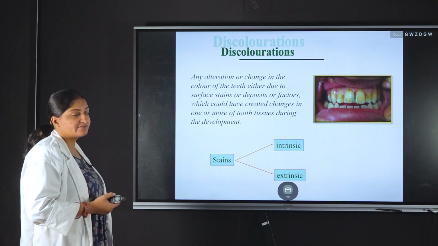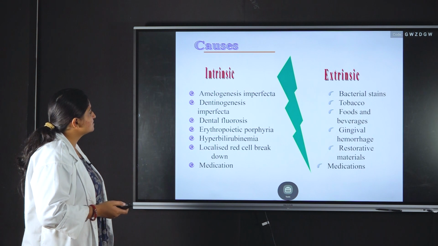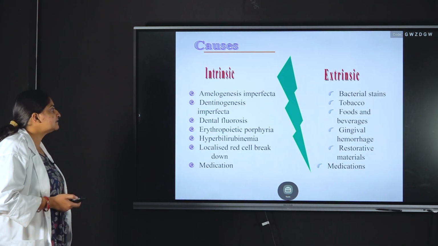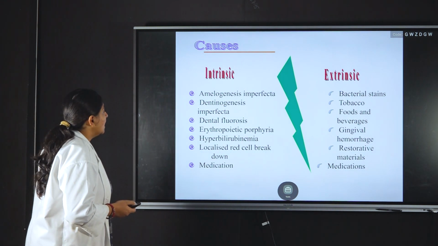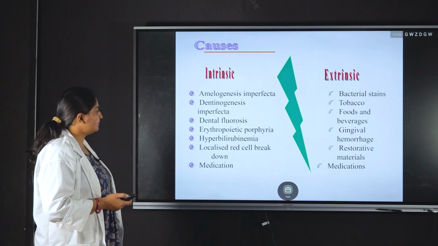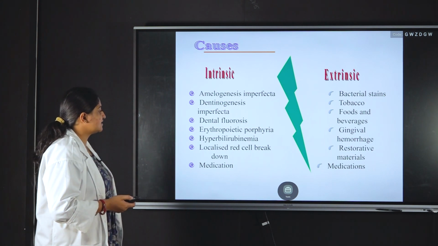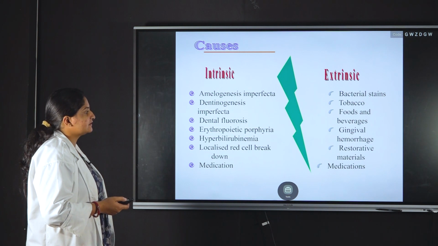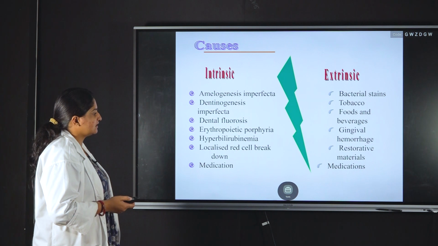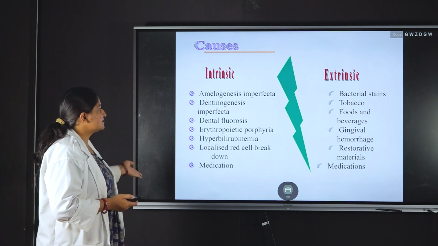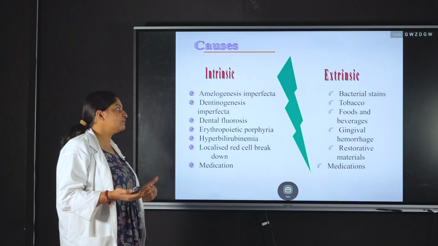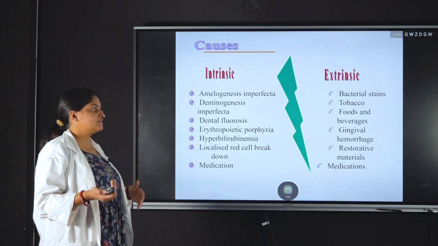So stains can be of intrinsic or extrinsic nature. Coming to the intrinsic and extrinsic stains, these are the causes: intrinsic ones are amelogenesis imperfecta, dentinogenesis imperfecta, dental fluorosis, erythropoietic porphyria, hypobilirubinemia, localized red cell breakdown, medication; extrinsic ones are bacterial stains, tobacco, food and beverages, gingival hemorrhage, restorative material and medication. So the intrinsic factors are of systemic causes, and the extrinsic are mostly taken in by the extrinsic factors.